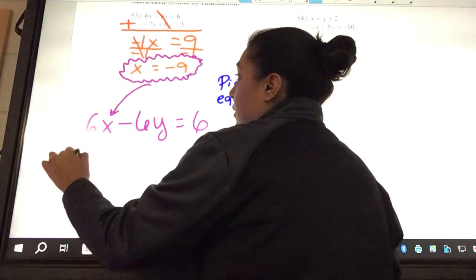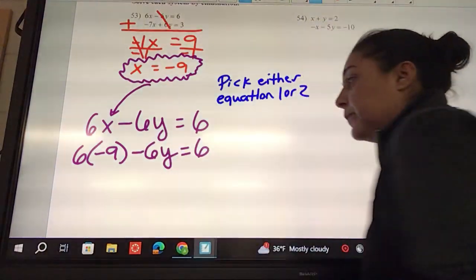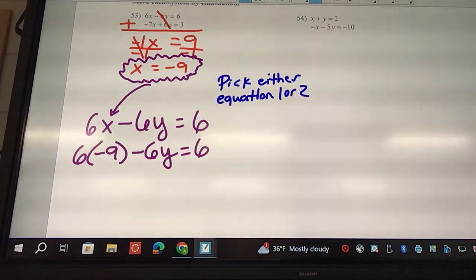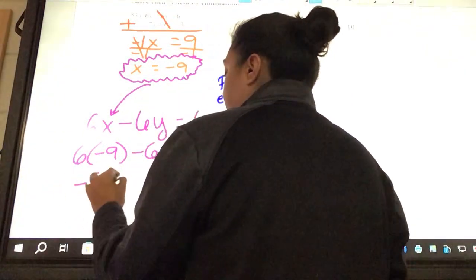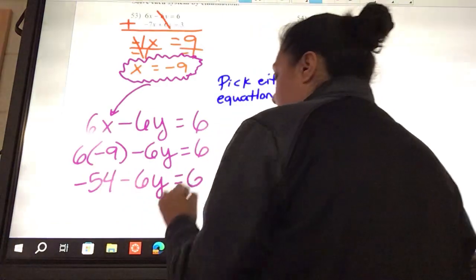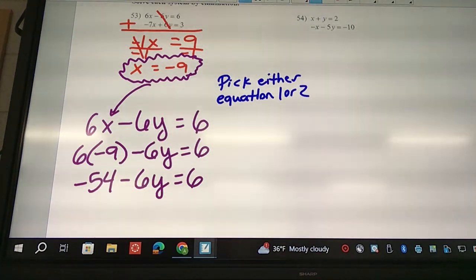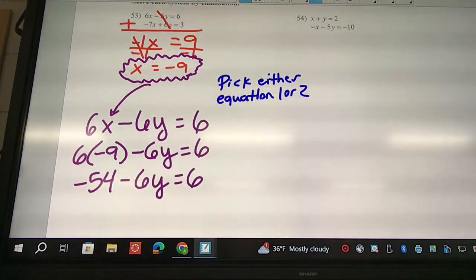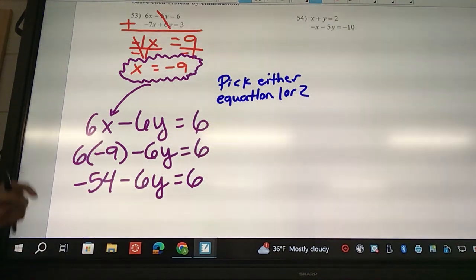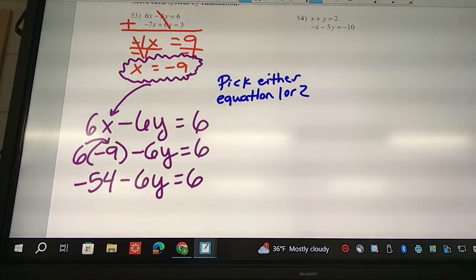That goes here. So it looks like 6 times negative 9 minus 6y equals 6. 6 times negative 9 is negative 54, minus 6y equals 6. Do you really have to multiply 6 and negative 9? Look at it. You don't multiply 6 and 6y. We just distribute with the parentheses.